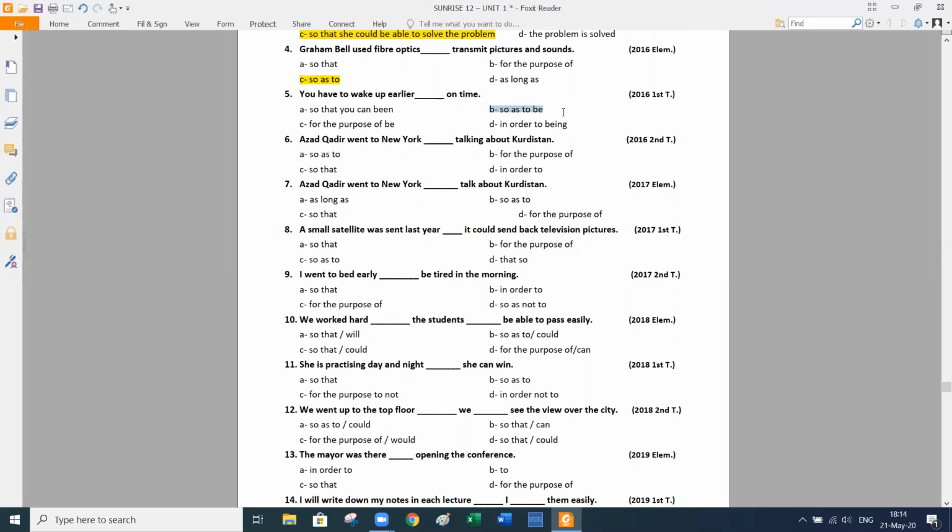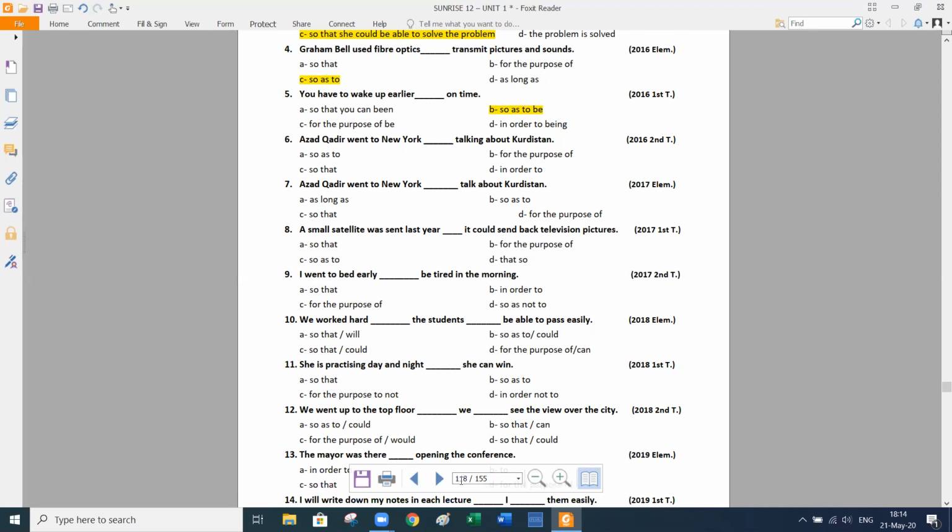And let's look at B. So as to be on time. Yes, so as to be. Makes sense? On time. But we continue looking at our other choices. C says, for the purpose of be. After the structure, as you know, we need ing form. That's wrong. In order to being, in order to be, not be-ing. So that's also false. So the correct answer is B.